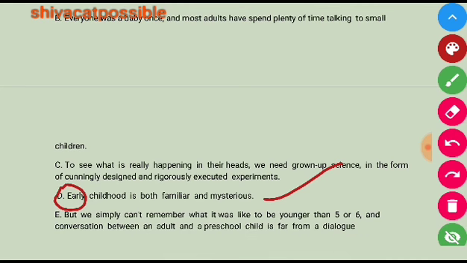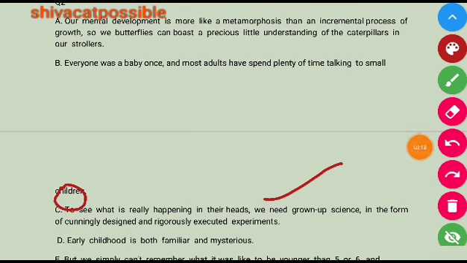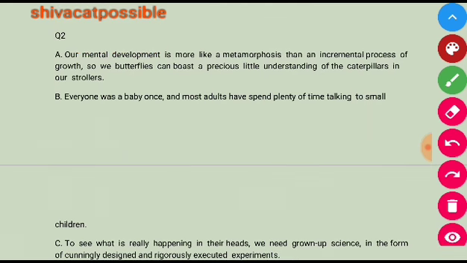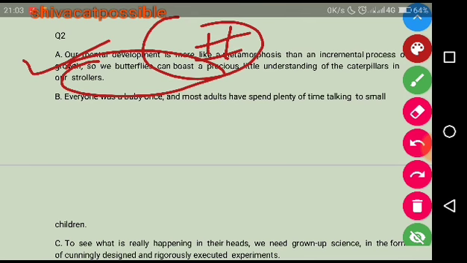Then, okay, one more thing we need to assume here. In the option it is written as "so we butterflies can boast a precious", which means it is something like a conclusion. So we will hold this one.